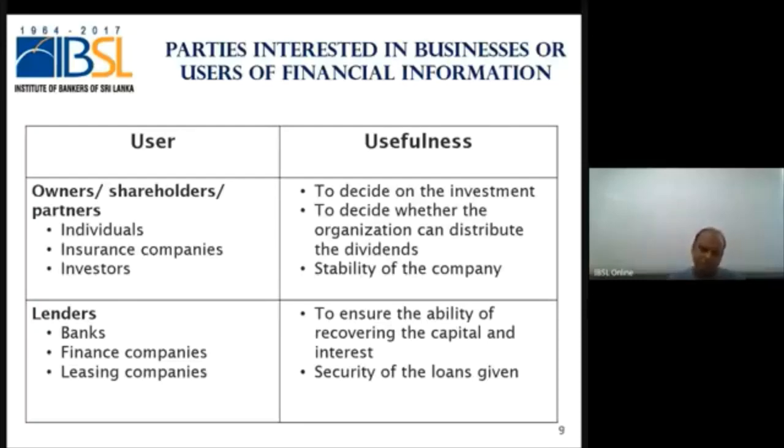before lending. Now, why we are learning this course is to provide you with that understanding, to understand how you will analyze the financial statements of your customer. Why? To ensure the ability of recovering the capital and the interest.